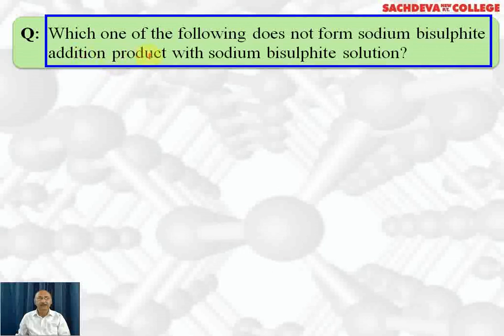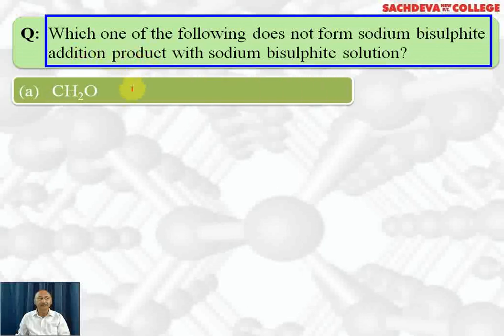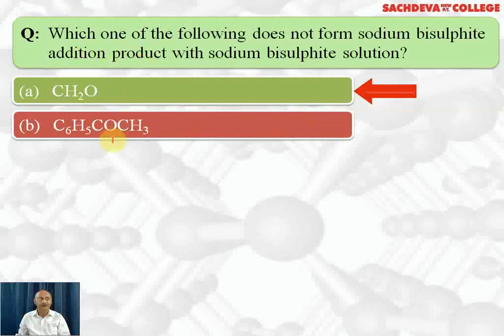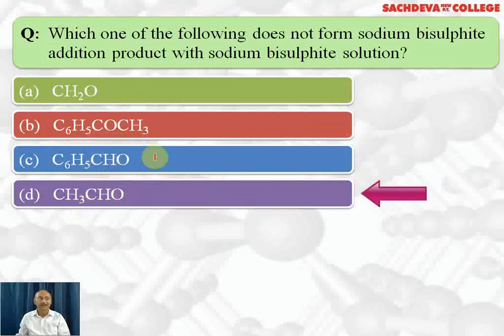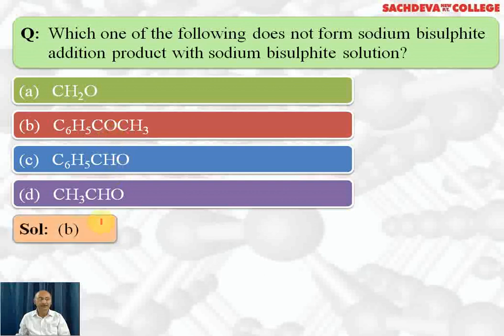Next, which one of the following does not form a sodium bisulfite addition product with sodium bisulfite solution? First one is HCHO, this one is acetophenone, this is benzaldehyde and this is acetaldehyde. Correct answer is B part. Now why will B part not react with sodium bisulfite solution? Because of steric hindrance. This is a phenyl group and this is a methyl group. Both will offer steric hindrance, and here the nucleophile is also a bigger group which will not be able to attack the carbonyl carbon. That is the reason B will not give this particular reaction. Correct answer is B part.